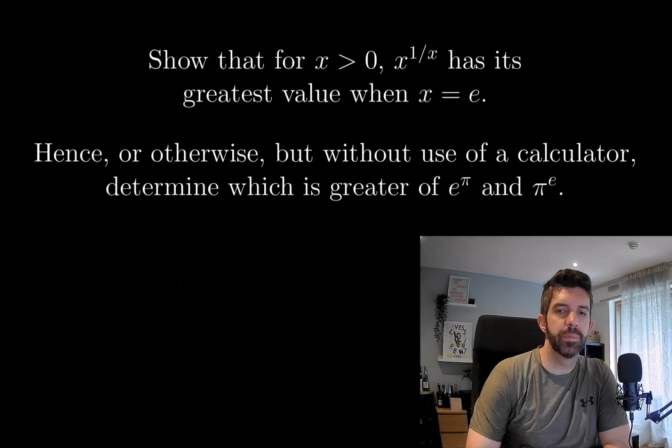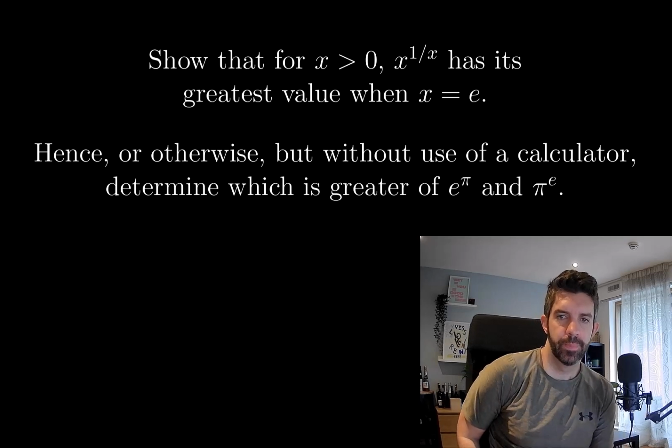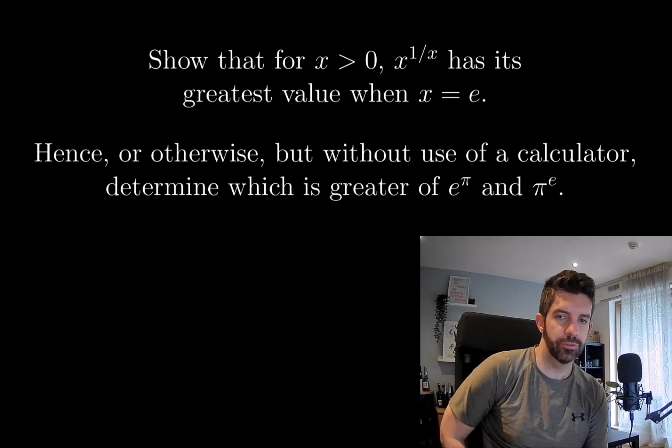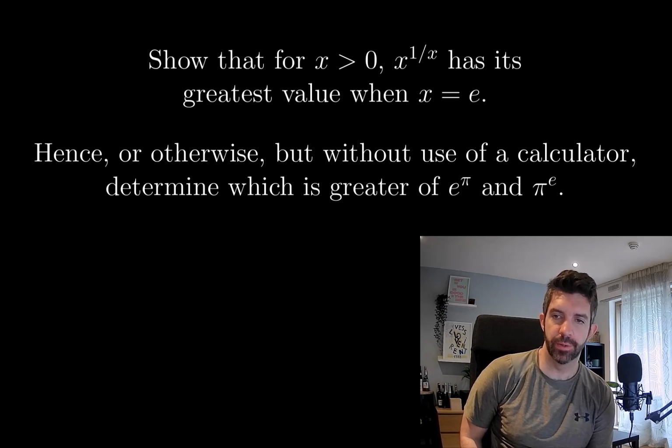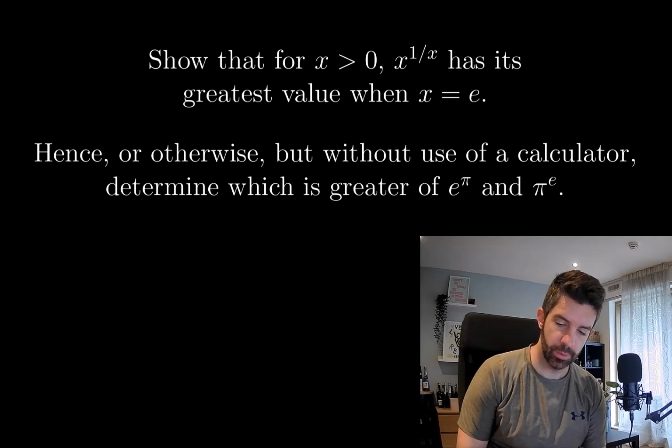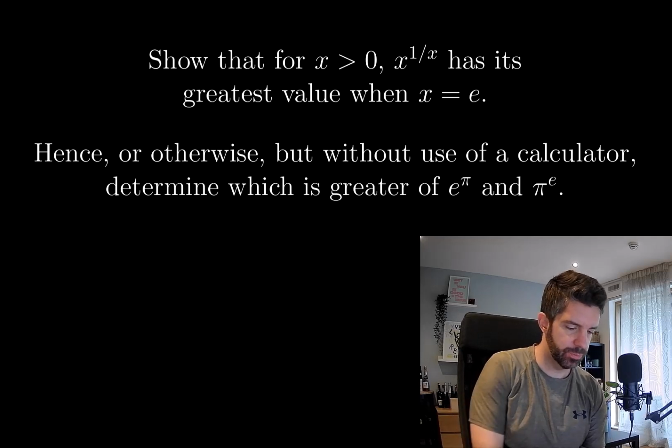Today's problem was submitted by a viewer, and it says, show that for x positive, x to the power of 1 over x has its greatest value when x is equal to e. Hence, or otherwise, but without use of calculator, determine which is greater, e to the pi or pi to the e.